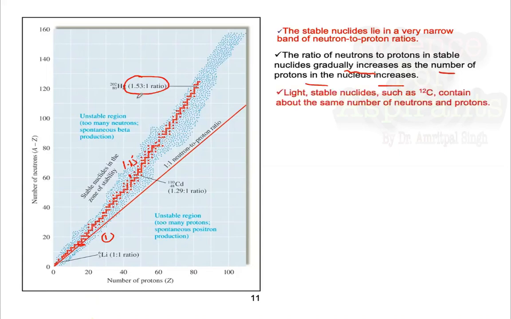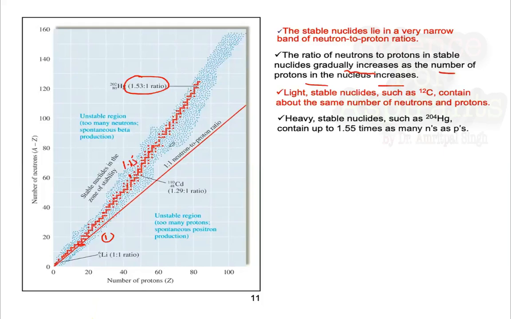So what does it mean? It means that light stable nuclei such as carbon or oxygen have the same number of neutrons and protons, and they are also stable nuclei. Heavy nuclei like mercury contain 1.55 times the number of neutrons as compared to protons. So they are more stable nuclei. Now, why does this ratio need to increase?